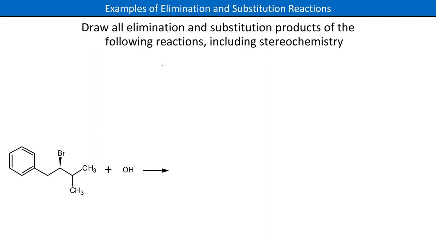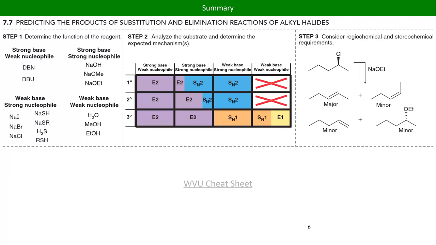With that in mind, we're not going to spend time right now doing all of them. It's good practice for you at home. Let's just talk about what mechanism would be most likely based on what we've been talking about. We have hydroxide as our base and our nucleophile. Is that a strong base, strong nucleophile, weak base, weak nucleophile? Strong base and strong nucleophile, right? So if it's a strong base and strong nucleophile, and it's a secondary carbon, we're looking at some mixture of SN2 and E2.